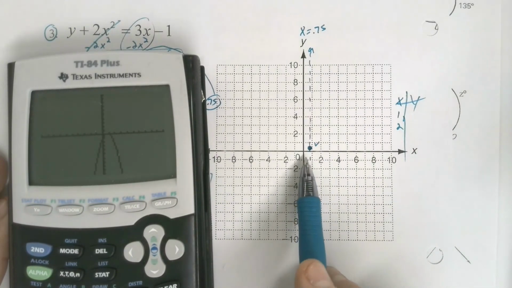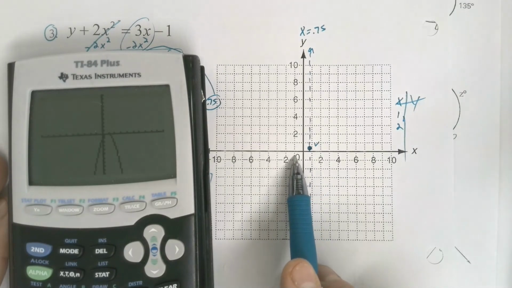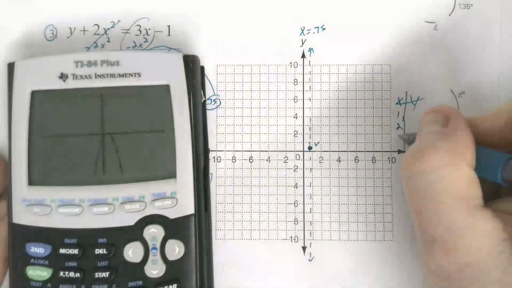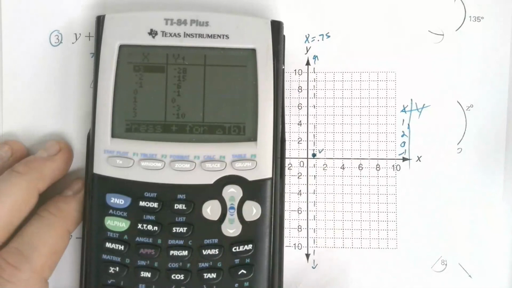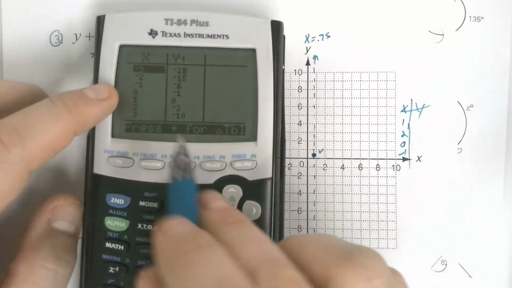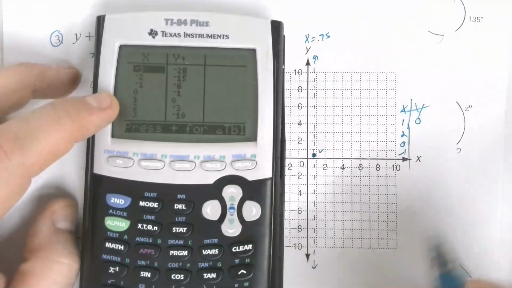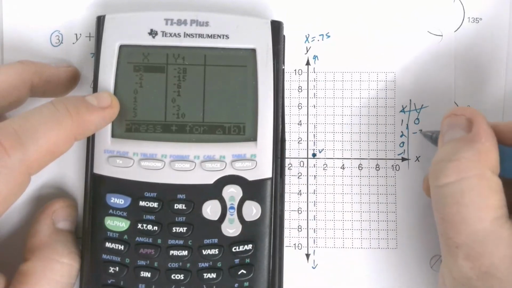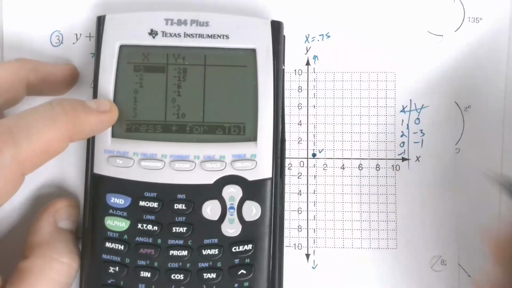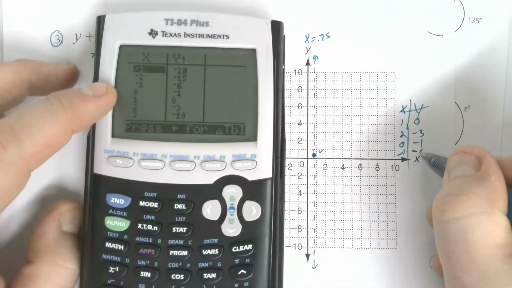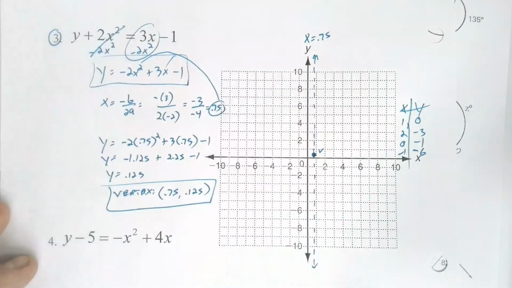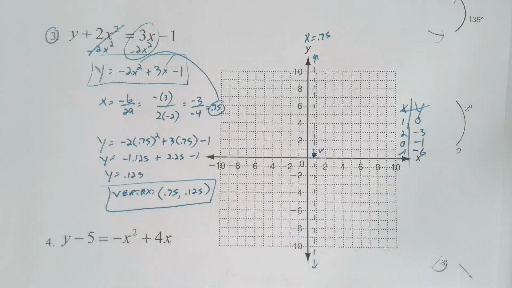Okay. What are some points left I'd want to choose? 0 and negative 1, right? So let's just use our table to get those. Okay. So at 1, my output is 0. At 2, I got negative 3. At 0, I had negative 1. And at negative 1, I got negative 6. So you're done. Just plot those points and you got it.